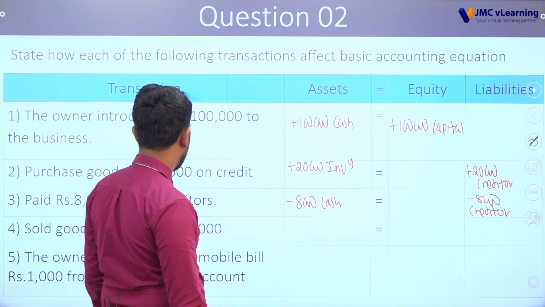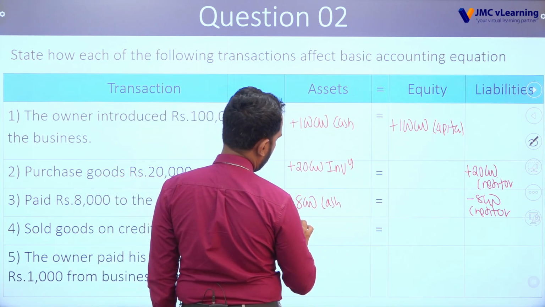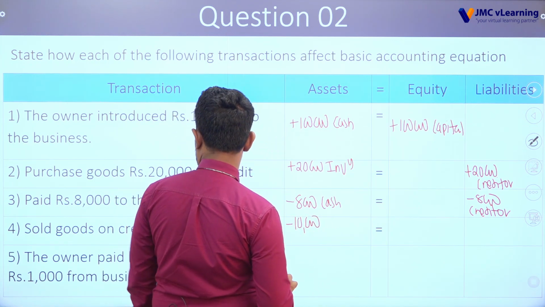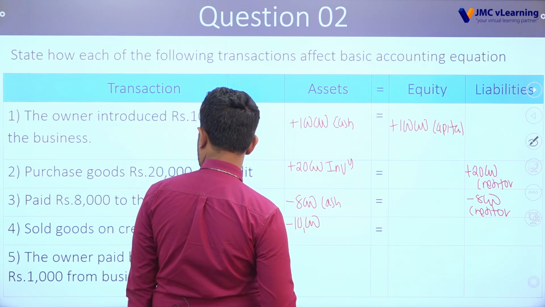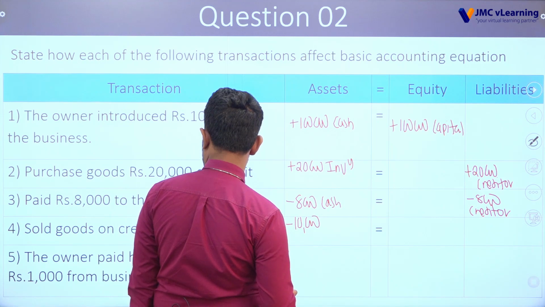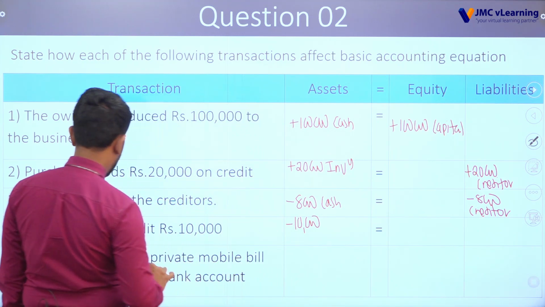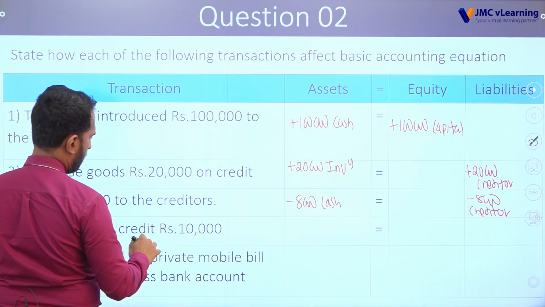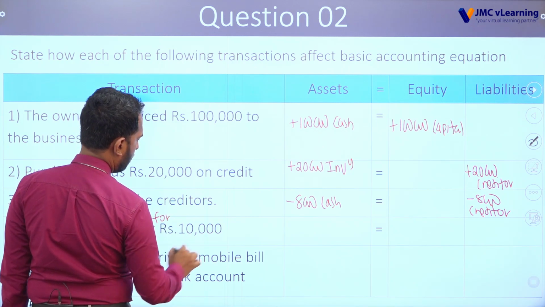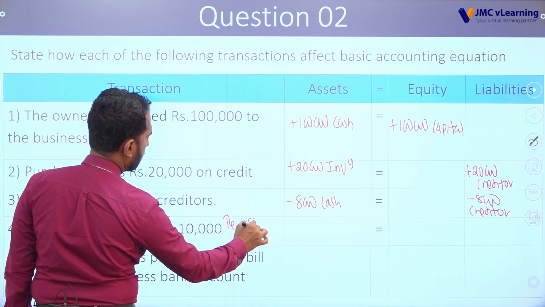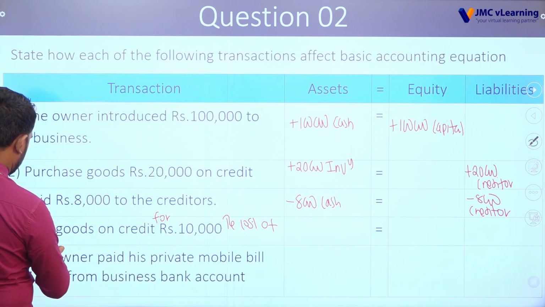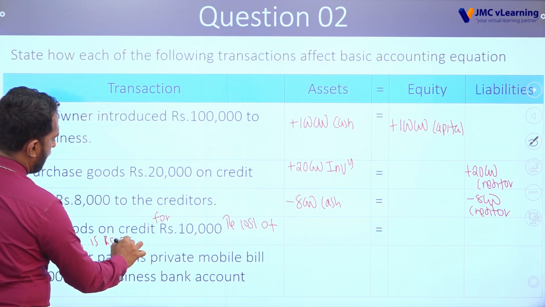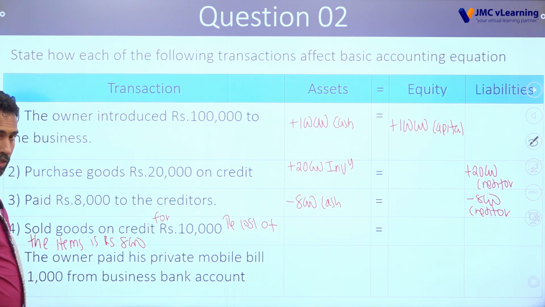Sold goods on credit for rupees 10,000. When you are selling the items on credit, one side inventory will come down, right? Here they haven't mentioned the cost of the items. Let me put it. I'll amend the question. Sold goods on credit for rupees 10,000. The cost of the items is rupees 8,000. So please change the question accordingly.